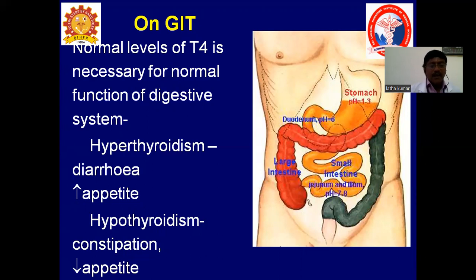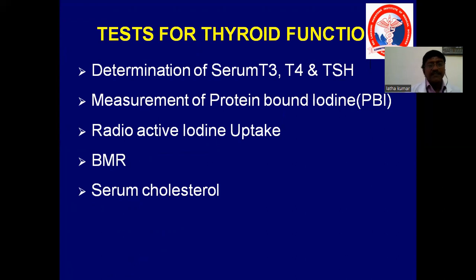appetite increase seen. And in hypothyroidism, just the opposite reaction will take place when compared to hyperthyroidism. Here there will be constipation, meaning bowel movement will not be regular. Totally disturbed, it becomes constipation. And due to this constipation, movements are disturbed and appetite will not be there. So the appetite decreases. And test for the thyroid function: determination of the serum T3, T4 and thyroid stimulating hormone.